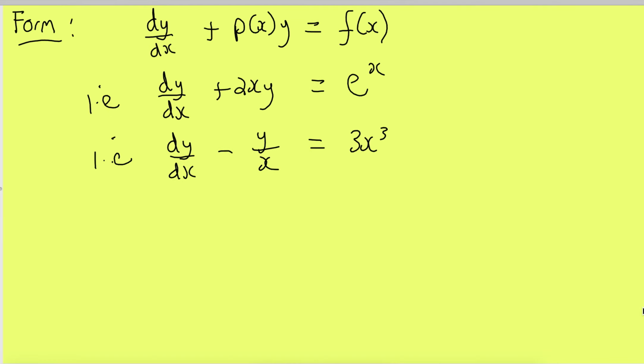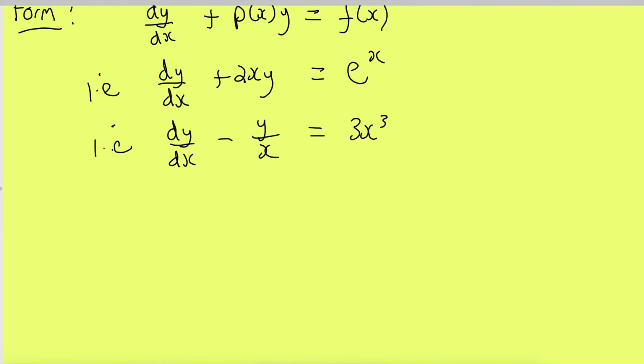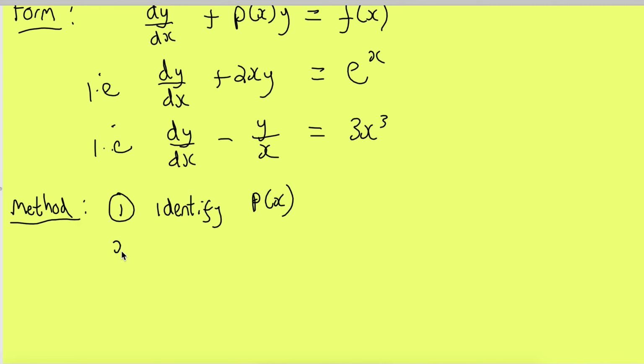So here's a method, and it looks like there's many steps, but I'm just writing out step by step to try and make it easy for you. This is our method here. 1. We identify what p of x is. 2. We integrate p of x with respect to x, okay?